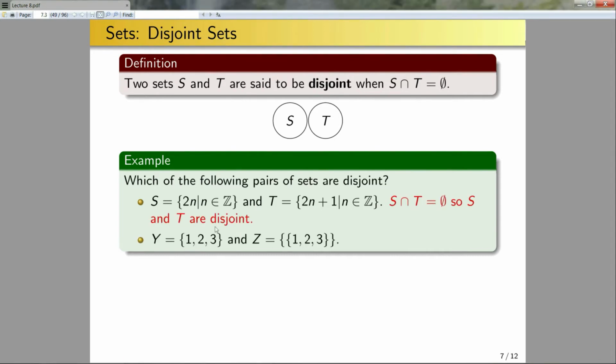What about this other case? Here, Y is the set {1, 2, 3}, and Z is the set containing the set {1, 2, 3}. Are these disjoint or not? These are going to be disjoint. So this set Z is a set containing a set, whereas the set Y is the set containing these three elements 1, 2, 3. And as we know, the set {1, 2, 3} is different than the set {1, 2}.